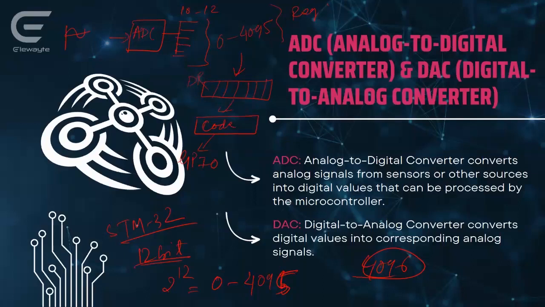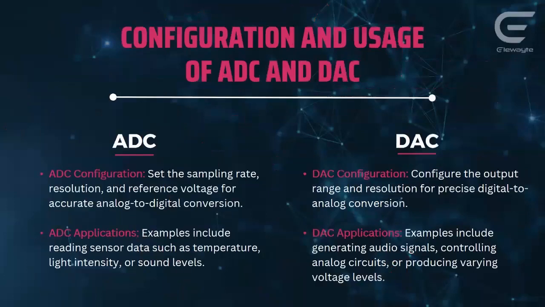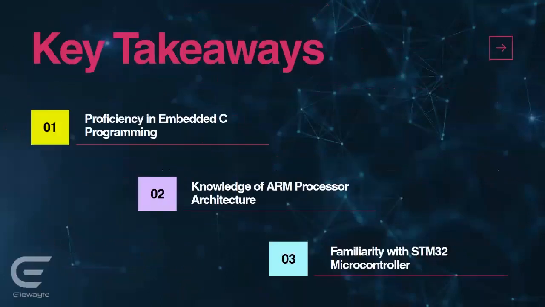Okay. DAC is exactly the opposite. It takes the 12-bit digital data and converts it to analog data, but not a smooth analog signal, a stepwise analog signal. Okay, I hope this is clear. There are different configurations of ADCs and DACs available, which we can cover some other day.